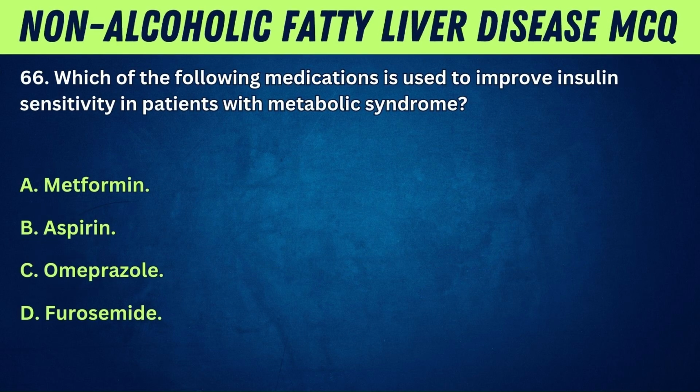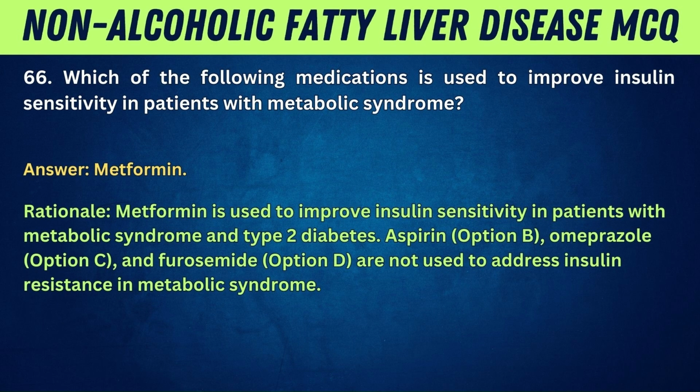66. Which of the following medications is used to improve insulin sensitivity in patients with metabolic syndrome? A. Metformin. B. Aspirin. C. Omeprazole. D. Furosemide. Answer: metformin. Rationale: metformin is used to improve insulin sensitivity in patients with metabolic syndrome and type 2 diabetes. Aspirin, option B, omeprazole, option C, and furosemide, option D, are not used to address insulin resistance in metabolic syndrome.